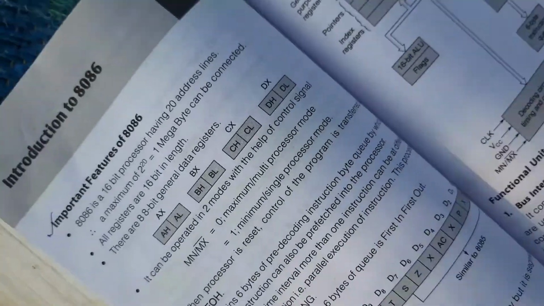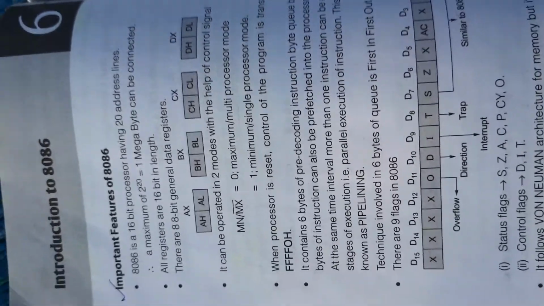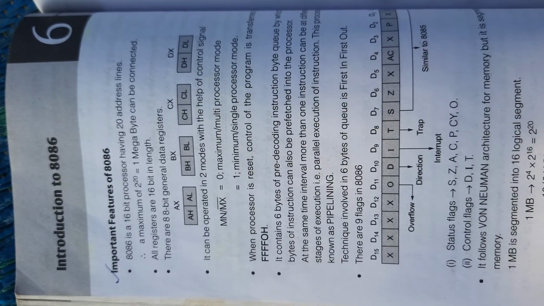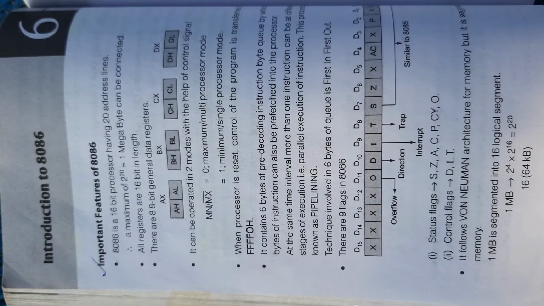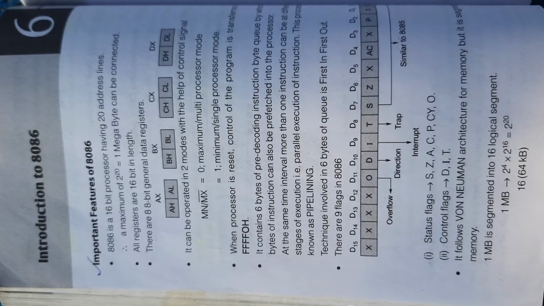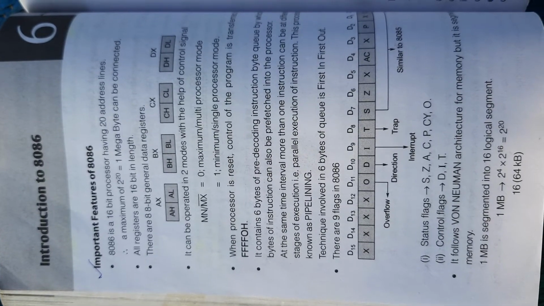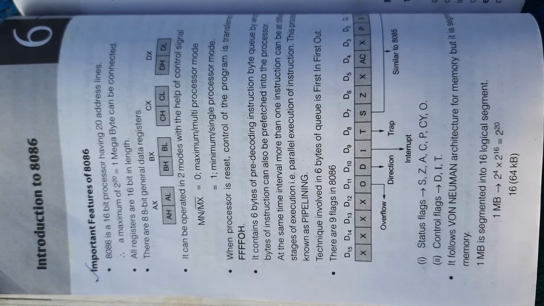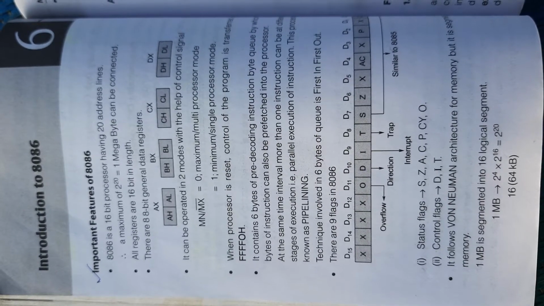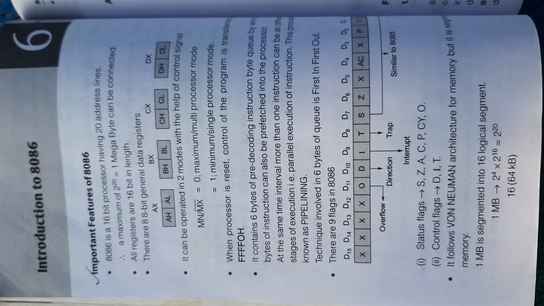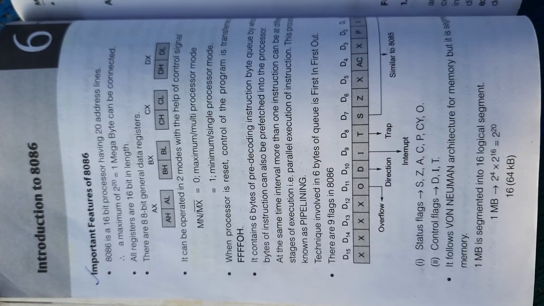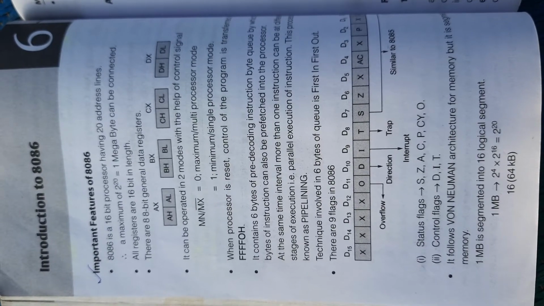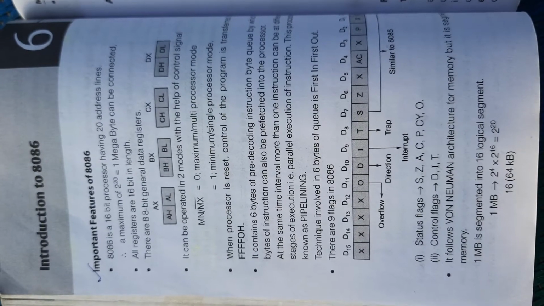So let us see the introduction of the 8086 microprocessor and its important features. The 8086 is a 16-bit processor having 20 address lines. A maximum of 2 raised to 20, which is equal to 1 megabyte, of memory can be connected to the 8086 microprocessor. All registers are 16-bit in length.